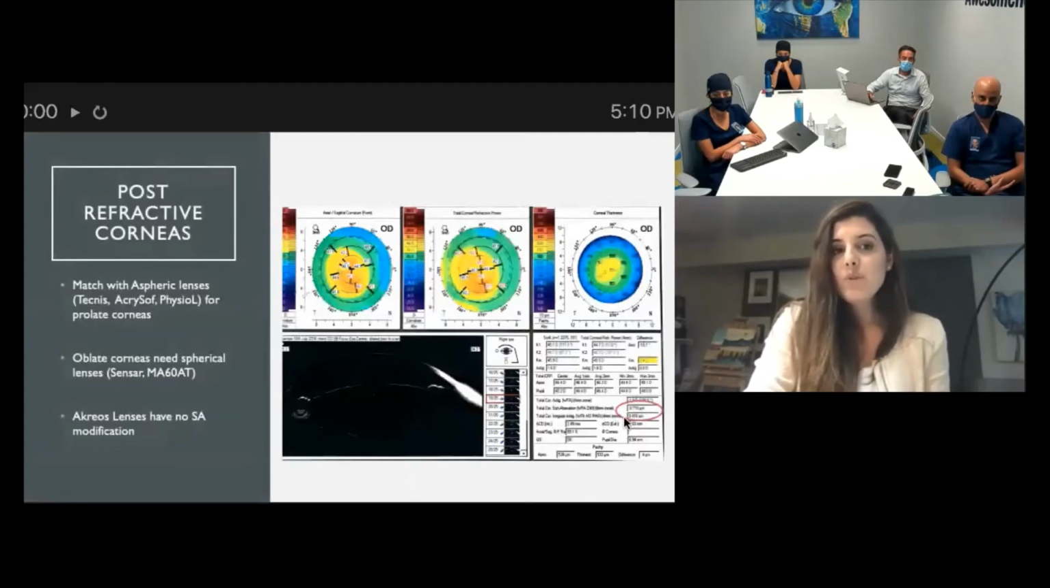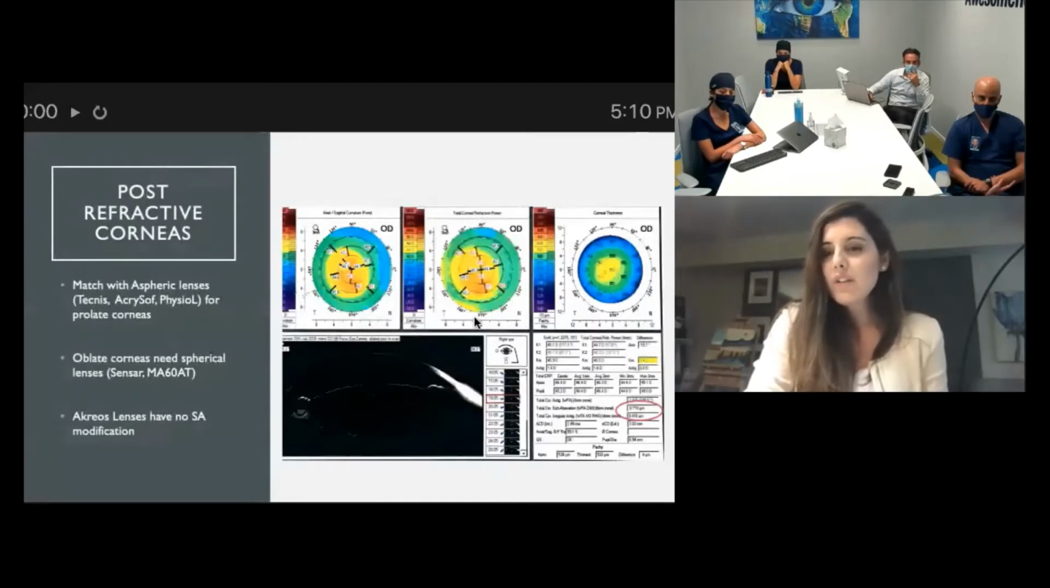In these patients, you really don't want to put an aspheric lens, which can increase that number and create even less contrast sensitivity. So in these oblate corneas, you want to use a spherical lens, so you might want to go with the Sensar lenses or the MA60AC.